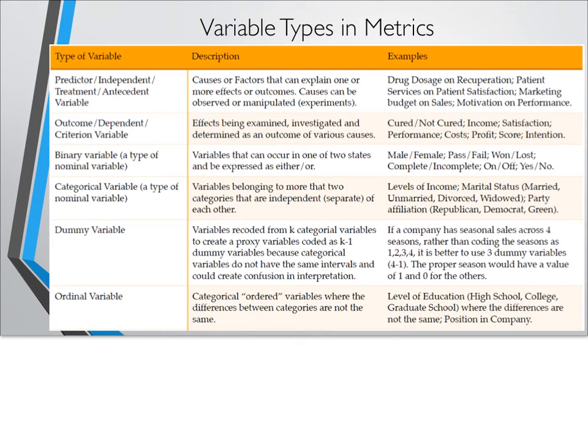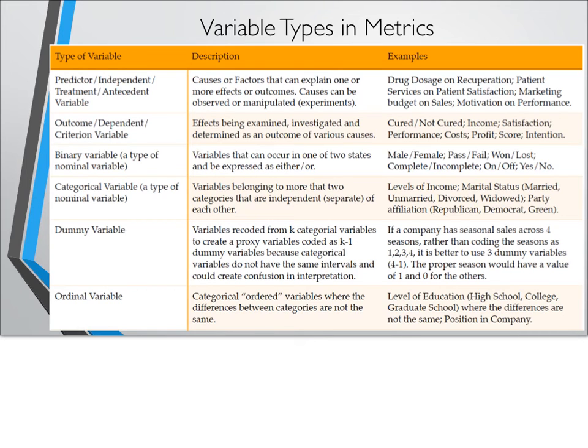Then you've got categorical variable, which is a type of nominal variable, which is nominal, by name only, right? It really doesn't have an order. And so just by name. So one doesn't automatically mean it is better than the other. It just means they're different. These are variables belonging to more than two categories that are independent of each other. So that's a categorical variable.